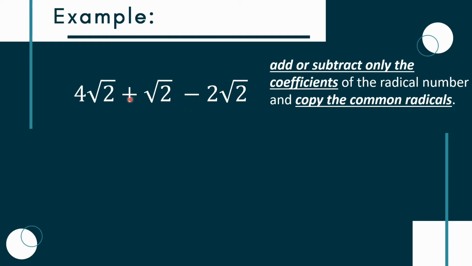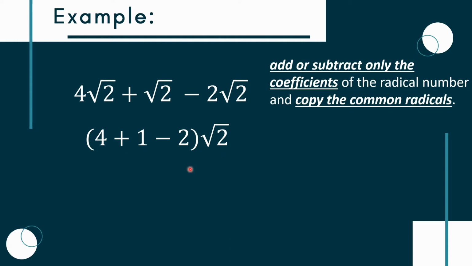So, kukopyahin lamang. At ano yung ating common radical? Okay, we have a square root of 2. So, therefore, that will become 4 plus 1 minus 2. These are the coefficients. And then, this is the copied common radical, which is square root of 2. Okay, maliwanag ba itong part na to?